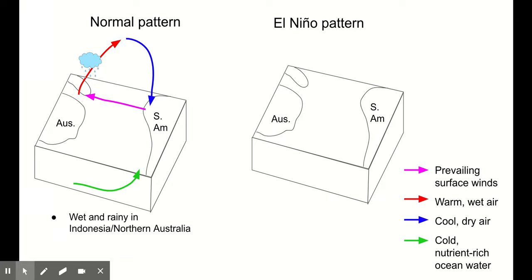Okay, quick summary. In a normal year, it is wet and rainy in Indonesia and northern Australia. It is dry in Peru and Argentina here on the west coast of South America.